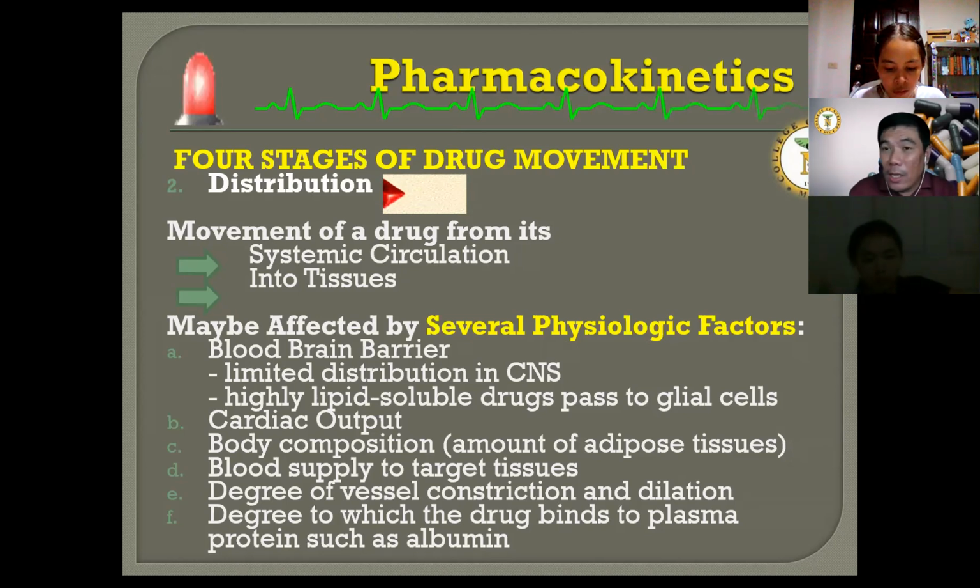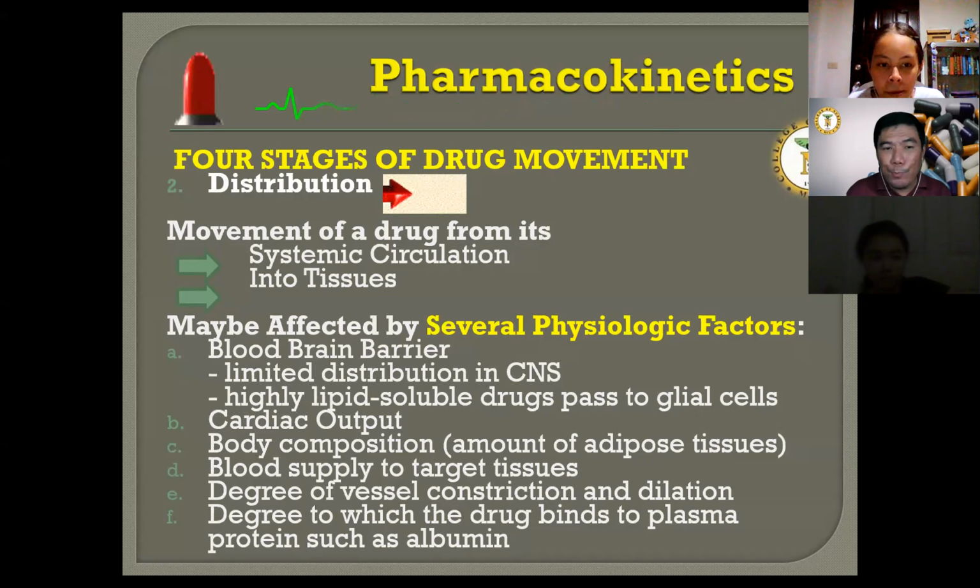The next question that I have mentioned to you, will that cause obstruction? The answer is yes. Will that cause less volume of blood to be ejected by the heart? The answer is yes. If there will be less volume of blood that will be ejected, it will affect blood distribution of the drug. The answer is yes. So these are some concerns that may affect the physiologic factor.